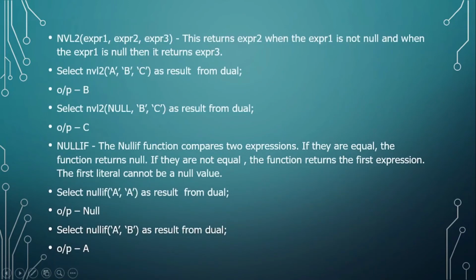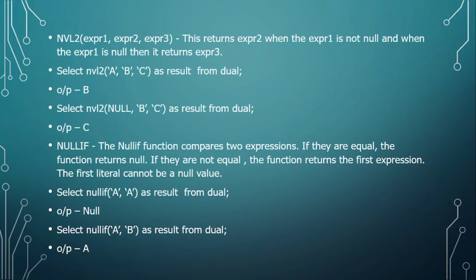So now let's check out NVL2, NULLIF and COALESCE. So here NVL2 accepts 3 parameters, expression 1, expression 2 and expression 3. Expression 2, it will return when the expression 1 is not null, and when the expression 1 is null, then it will return expression 3. So select NVL2 of A, B, C as literals as result from dual. The output will obviously be B because the first expression is not null in this case.